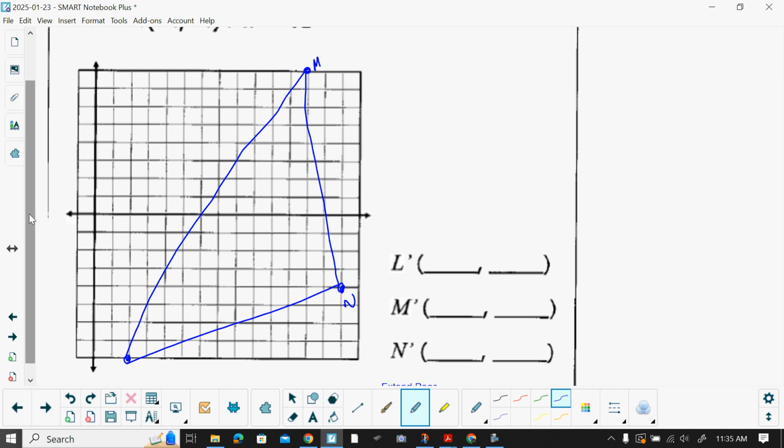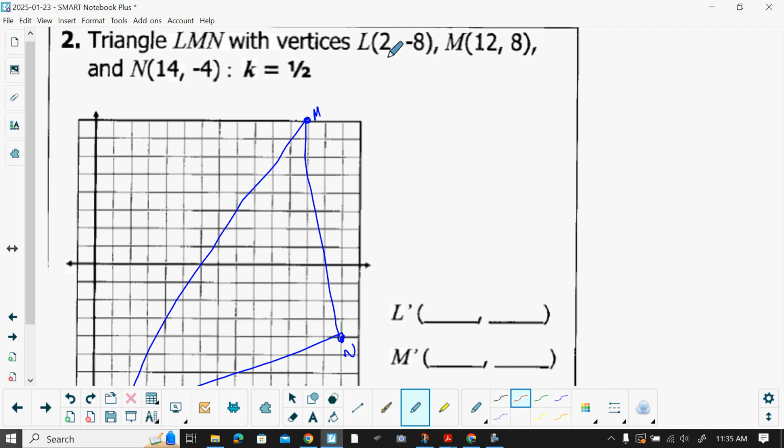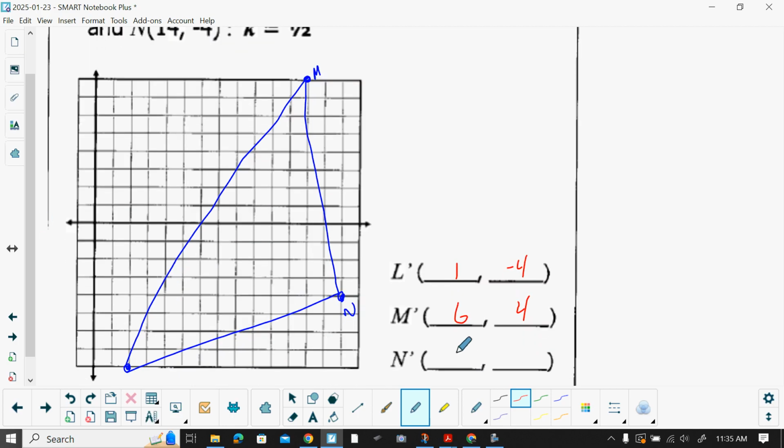All right, so now we're going to multiply each one of these by a half. So 2 times a half is 1. Negative 8 times 1 half is negative 4. 12 times a half is 6. 8 times a half is 4. 14 times a half would be 7, and negative 4 times a half is negative 2. So each of those by 1 half.